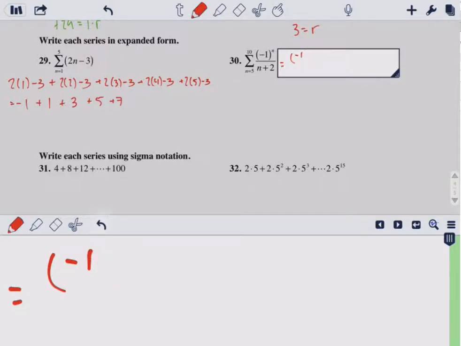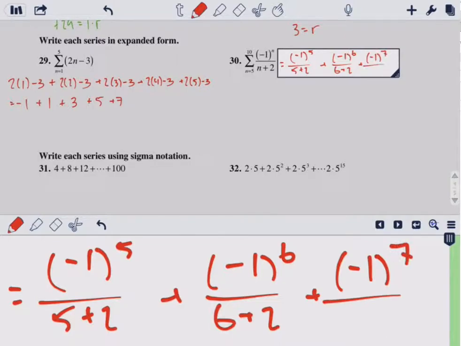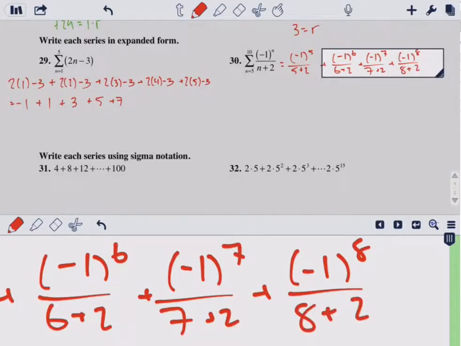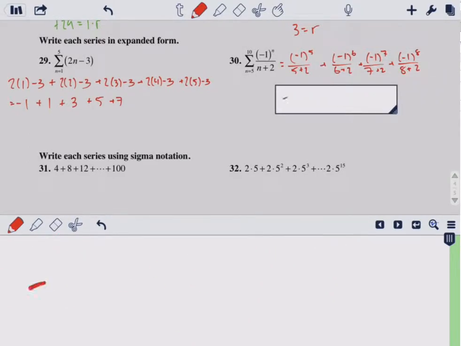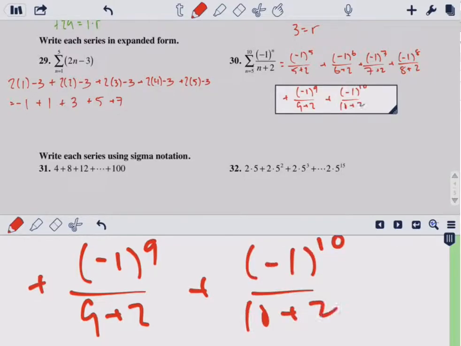-1 to the 5th over 5 plus 2, plus negative 1 to the 6th over 6 plus 2, plus negative 1 to the 7th over 7 plus 2, plus negative 1 to the 8th over 8 plus 2, keep going, plus negative 1 to the 9th over 9 plus 2, plus negative 1 to the 10th over 10 plus 2.